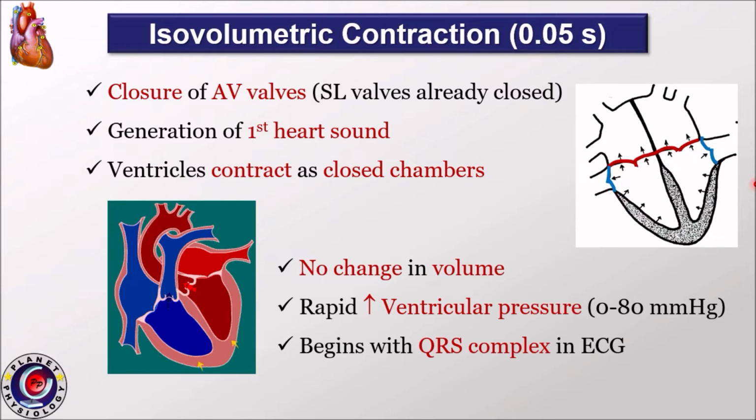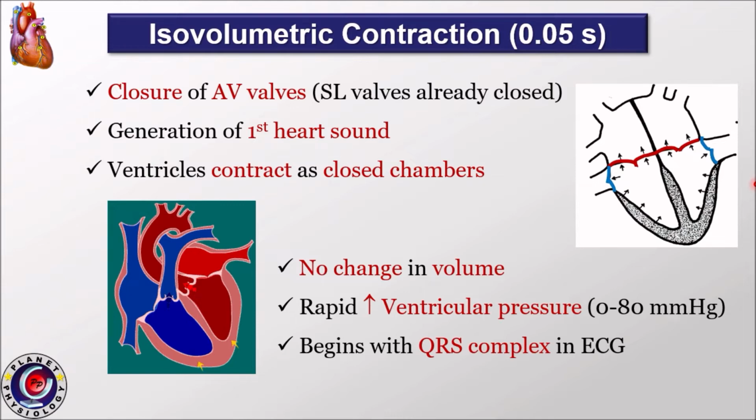Because they are contracting as a closed cavity, there is a rapid rise in ventricular pressure. At the beginning of the isovolumetric contraction phase, ventricular pressure is almost 0 millimeters of mercury, but within this 0.05 seconds duration of contraction, intraventricular pressure rises to 80 millimeters of mercury. And this phase coincides with the beginning of the QRS complex in ECG. So these are the events taking place during the isovolumetric contraction phase.